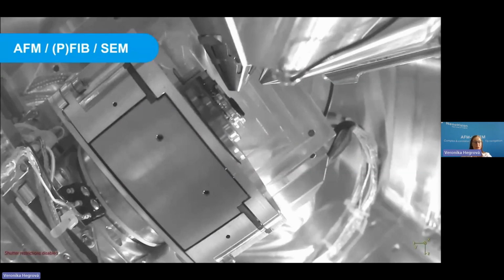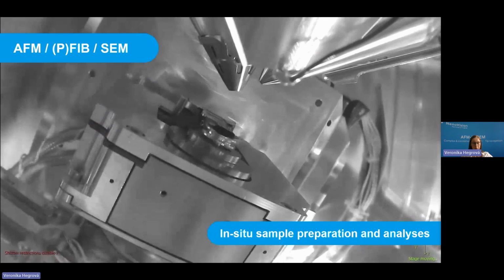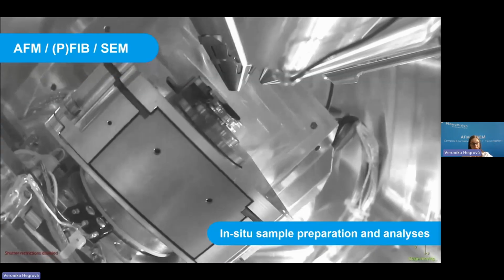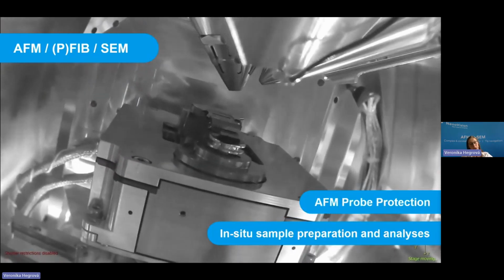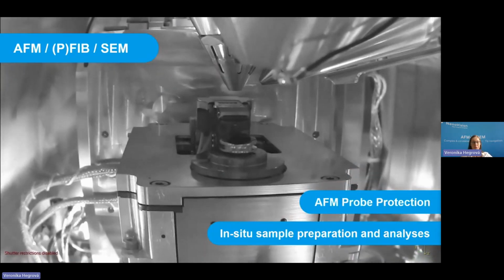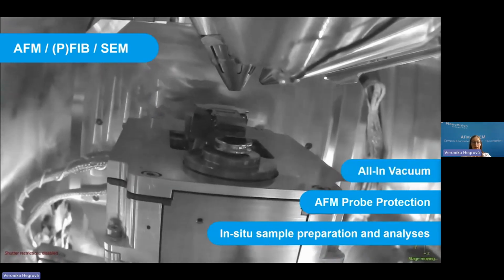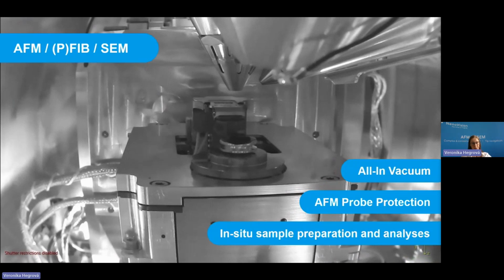How it looks like in real life. So we can see the AFM at this moment tilted, SEM column very close to the sample, and plasma FIB or FIB column. So with this setup, we can measure in situ. We can prepare the sample surface and analyze it directly. As you can see, the probe was at the bottom, so we have a protection of the probe so it doesn't get dirty when FIB milling. And this is all happening in one vacuum cycle.